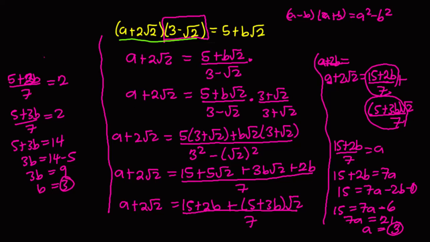But before I end, I would like to also note that instead of dividing, another way by which you can solve this is that instead of dividing both sides by 3 minus root 2, you can divide both sides by a plus 2 root 2.